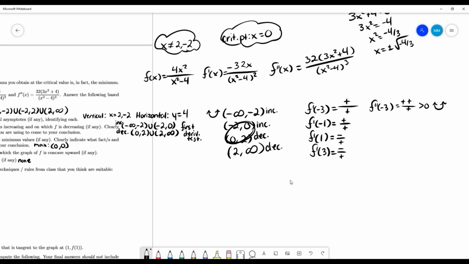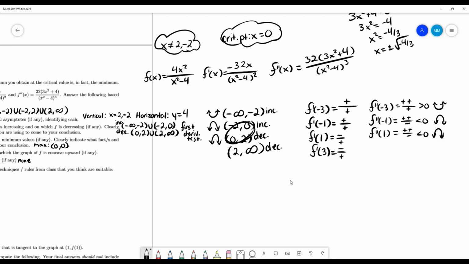Just concave up there. Plug in that negative 1. That's going to be positive, positive over 1 minus 4 is negative 3. Negative 3 cubed is negative 27. So this is less than 0. So we're concave down. We're going to get the same thing there if I plug in that positive 1.